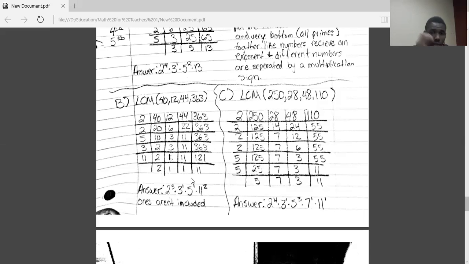Now on the right side over here, you can kind of see what I did after I've explained these other ones. Just look through here, you can see the pattern, and then my answer down here is 2 to the 4th, 3 to the 1, 5 to the 3rd, 7 to the 1, and 11 to the 1, okay?